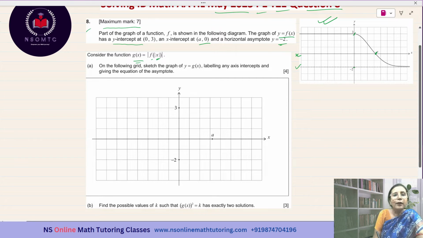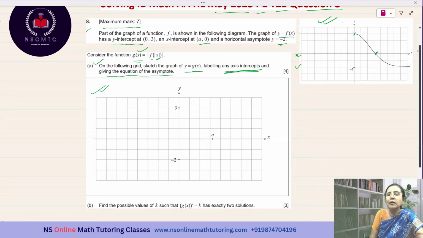And for the sketching of the g of x function graph, we have been given the following grid. On the following grid, sketch the graph of y equals g of x, labeling any x-intercept and y-intercept, that is any axis intercepts, and giving the equation of the asymptote. This is part A's question and we have another part B. First of all, let us draw the graph over here and then we can draw the final part over here in the grid given.